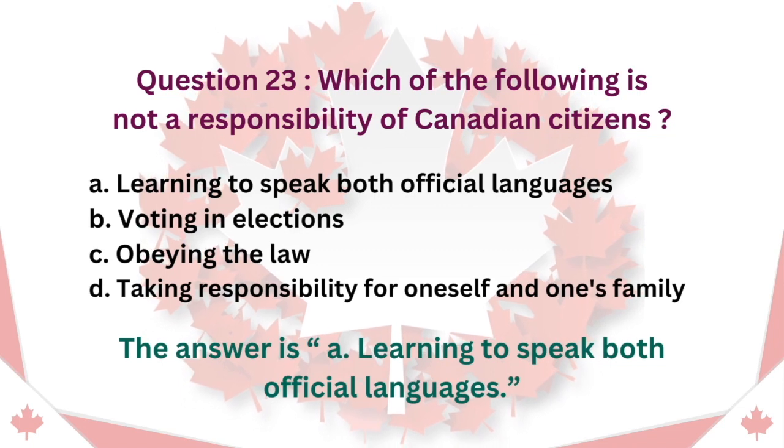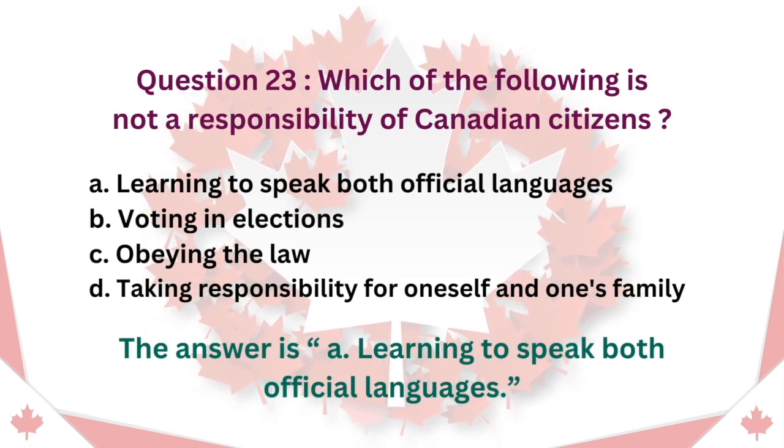Question 23. Which of the following is not a responsibility of Canadian citizens? A. Learning to speak both official languages. B. Voting in elections. C. Obeying the law. D. Taking responsibility for oneself and one's family. The answer is A. Learning to speak both official languages.